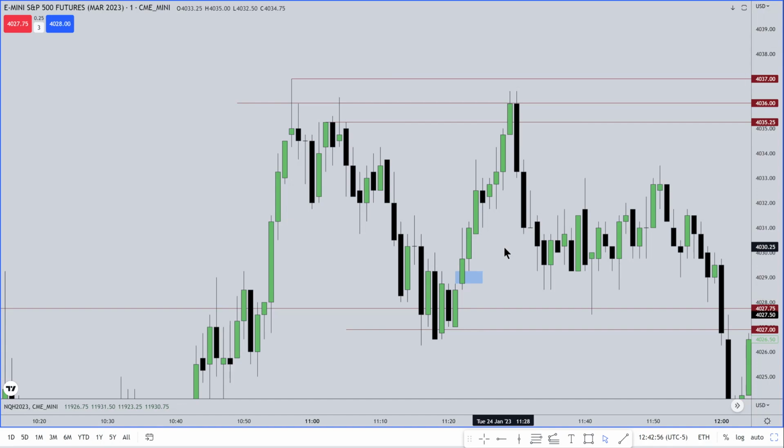So I'm looking at how does price continuously deliver. Is it giving me bullish candles? Is it staying bullish each time? With the exception of this candle here, every candle was bullish.